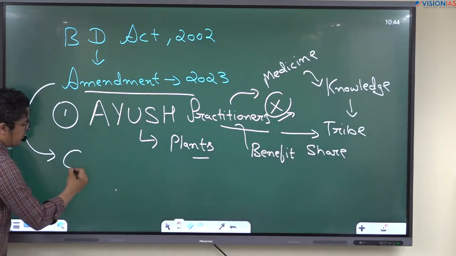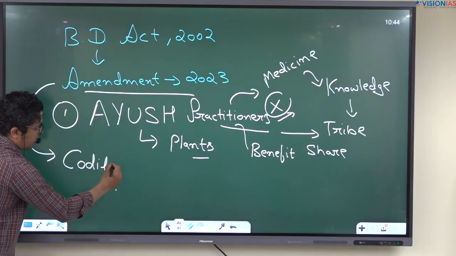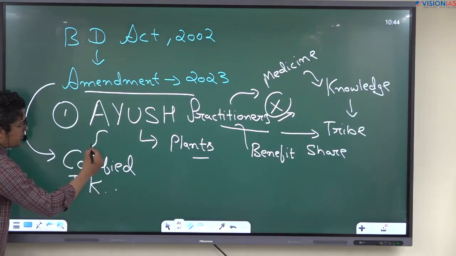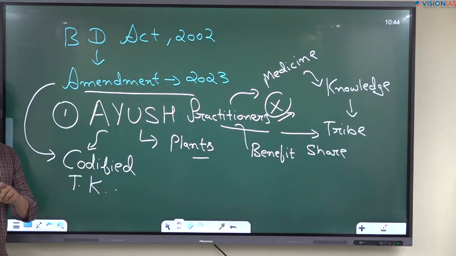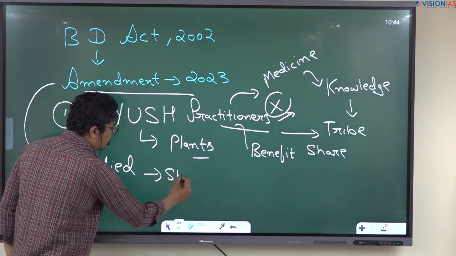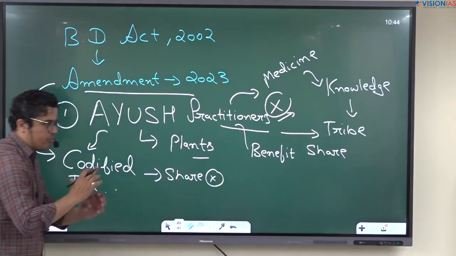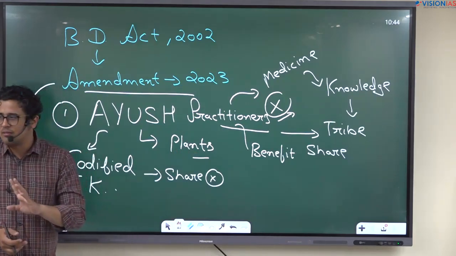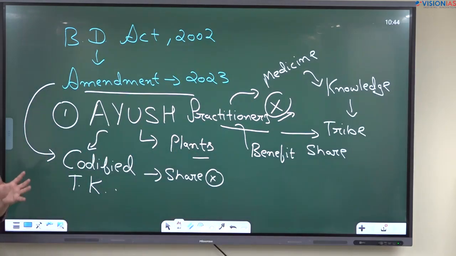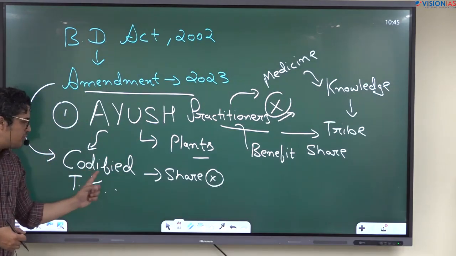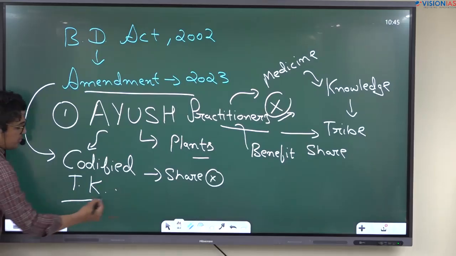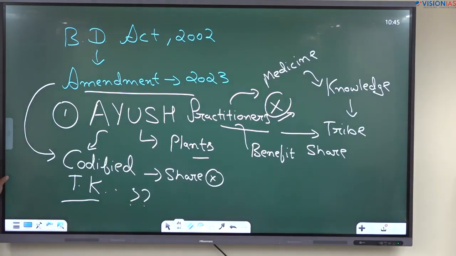The amendment says that if an Ayush practitioner is using codified traditional knowledge, then he need not share the benefits. This is the provision in the amendment. What does it mean? Ideally, Ayush practitioners should share the benefits. This is what used to happen earlier. The amendment says if an Ayush practitioner is using codified traditional knowledge, they need not share the benefit. But what is codified traditional knowledge? No one knows. Nothing is written in the act.